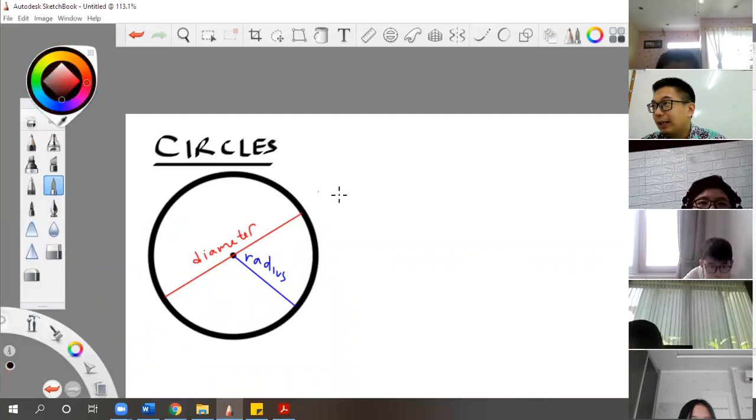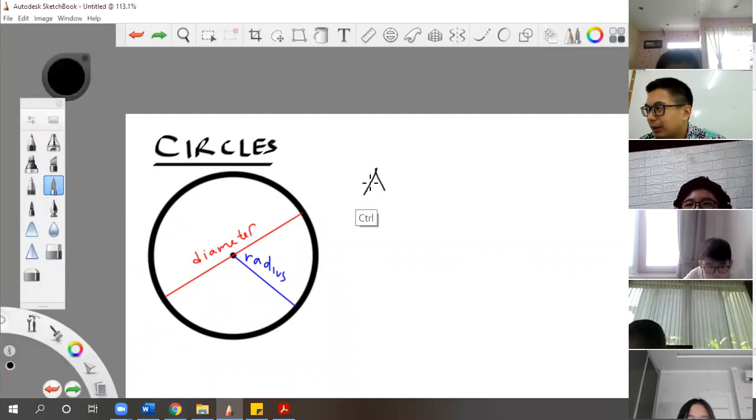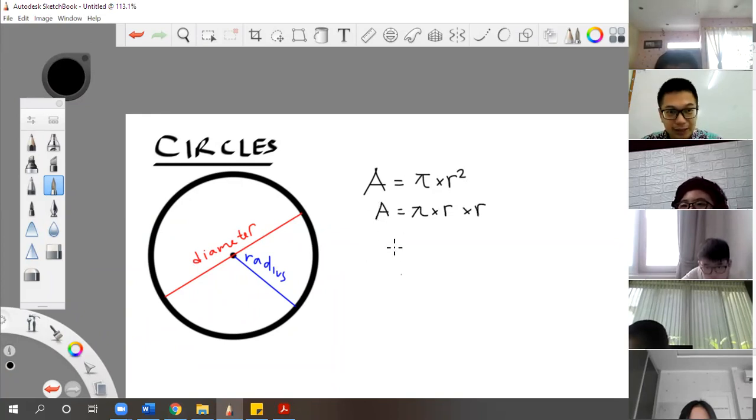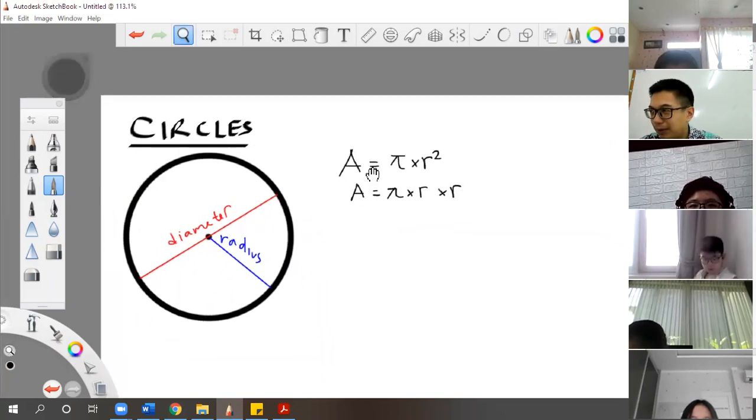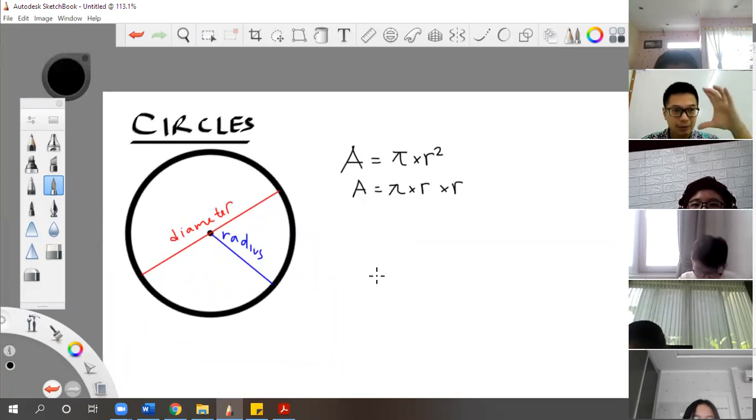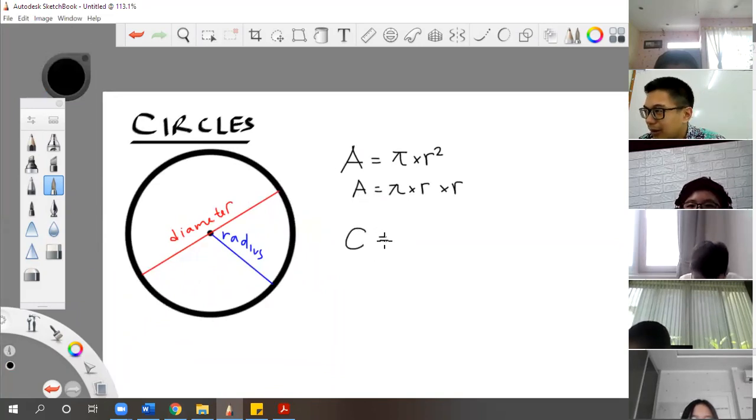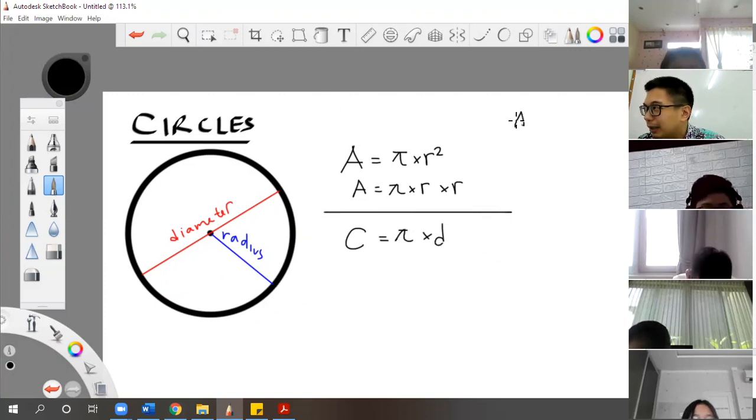And the formula of area, which will be memorized: you use pi times radius squared, or pi times r times r. For the circumference, we now use the term circumference, guys. We use circumference in terms of perimeter. If perimeter is talking about the straight line, circumference is talking about the bent line. So circumference equals pi times d. So A is area and C is circumference.